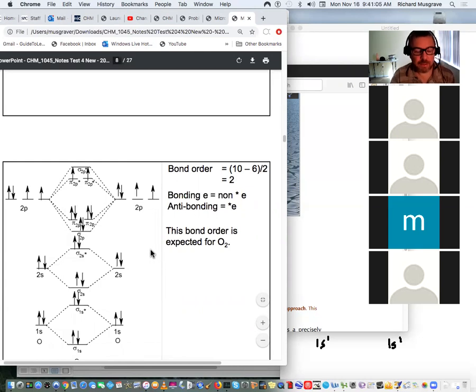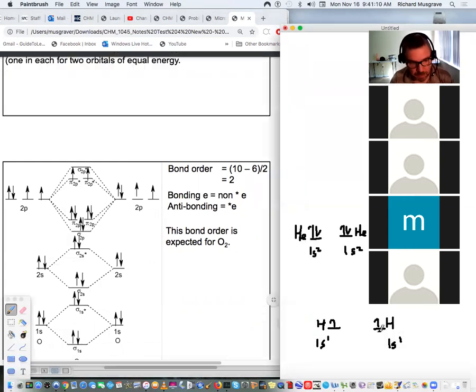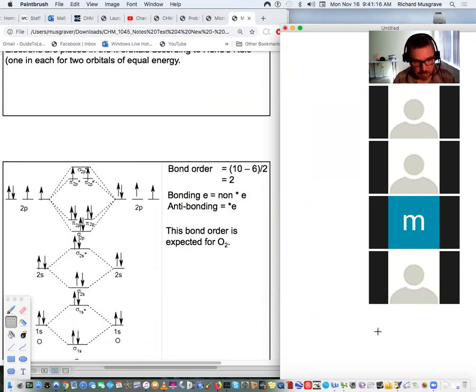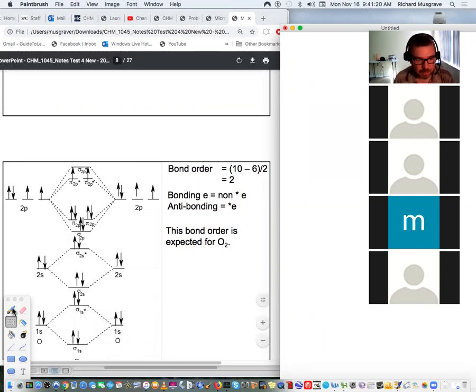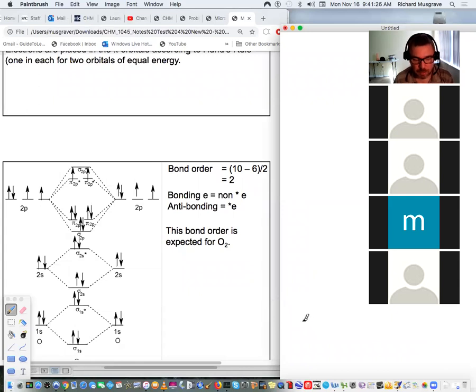Now, filling these is not incredibly difficult. So I'm going to show you how we fill these. By the way, you're never actually going to have to write this out yourself, but I will show you how, but you are going to be required to be able to fill these orbitals. So let's see how this works. We're going to be looking at O2. So let's have a look at how we would do O2.